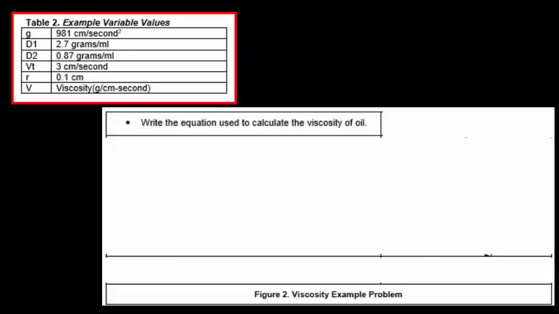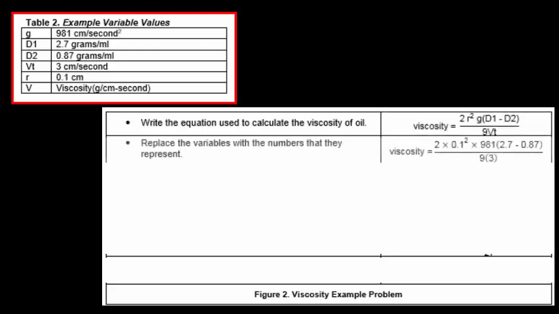To calculate viscosity, follow these steps. First, look at the equation used to calculate viscosity. Replace the variables with the numbers that they represent, shown in the table in the upper left corner of the screen. The equation should read 2 times 1/10 squared times 981 times the expression 2.7 minus 0.87, divided by 9 times 3.